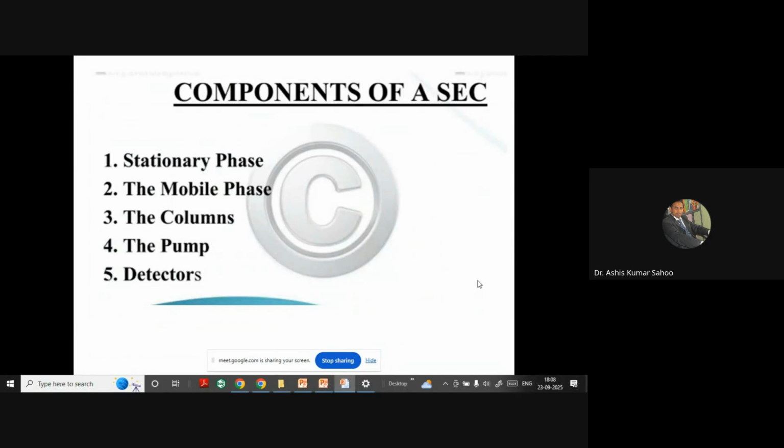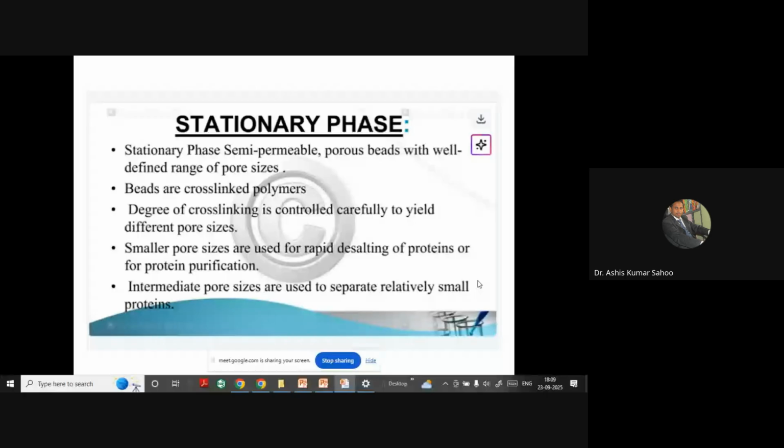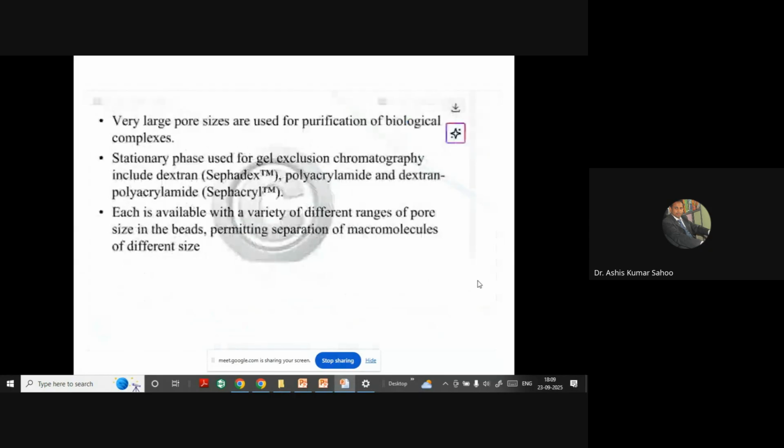Like all chromatography, it contains both a stationary phase and a mobile phase. We use a column and another is a detector. In the stationary phase, we use semi-permeable porous beads with a well-defined range of pore sizes. Beads are cross-linked polymers. The degree of cross-linking is controlled carefully to produce different pore sizes. Smaller pore sizes are used for rapid desalting and protein purification. Intermediate pore sizes are used to separate relatively small proteins. Very large pore sizes are used for purification of biological compounds.